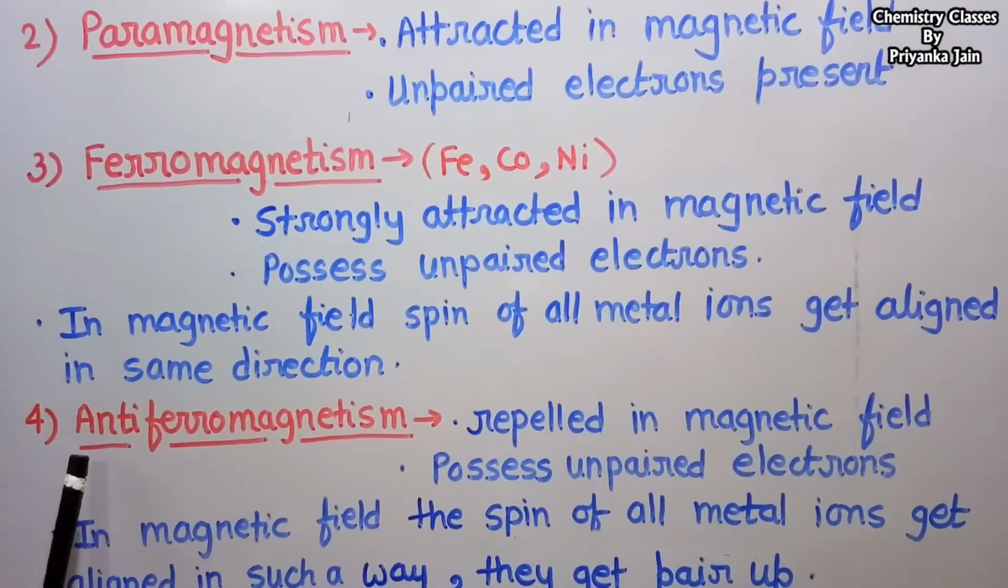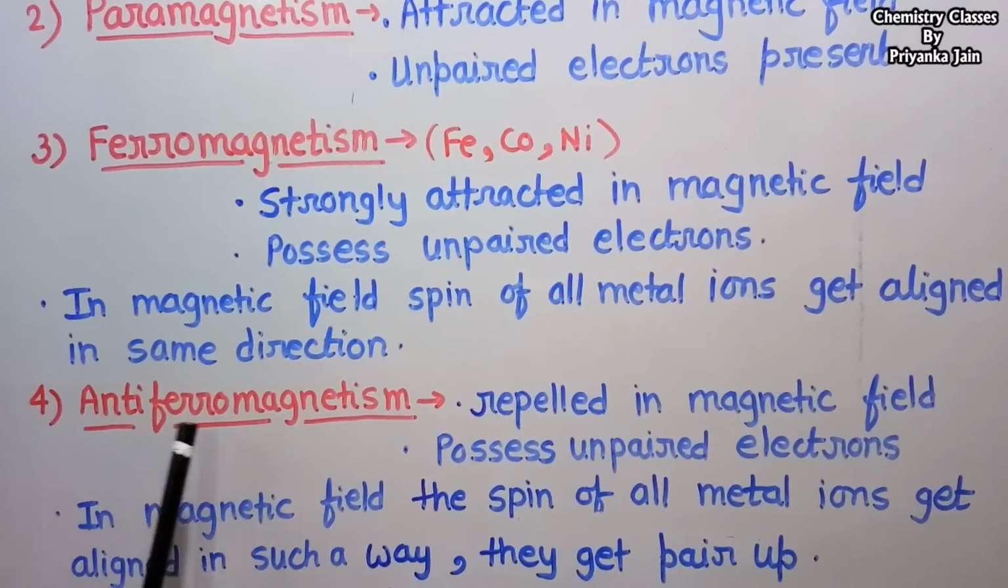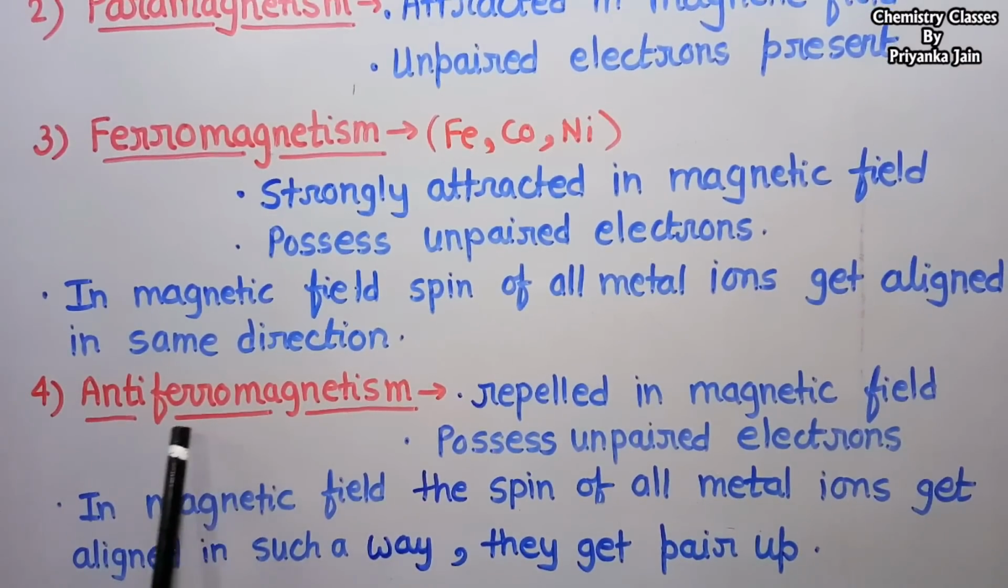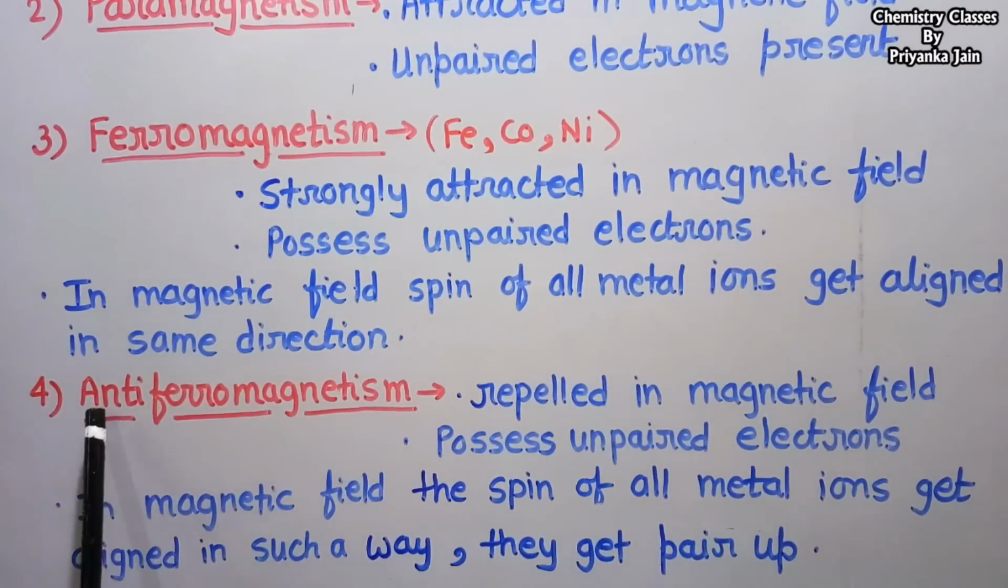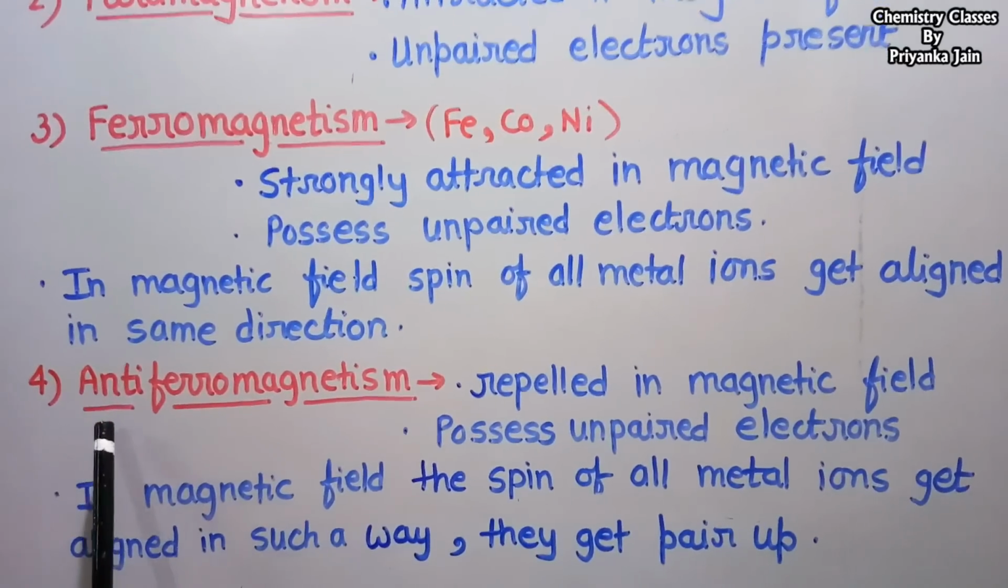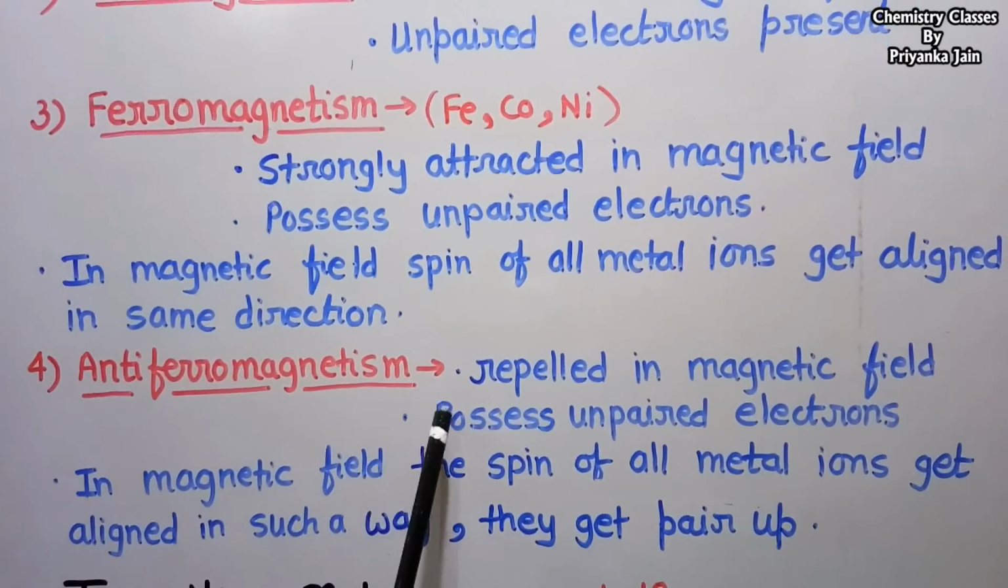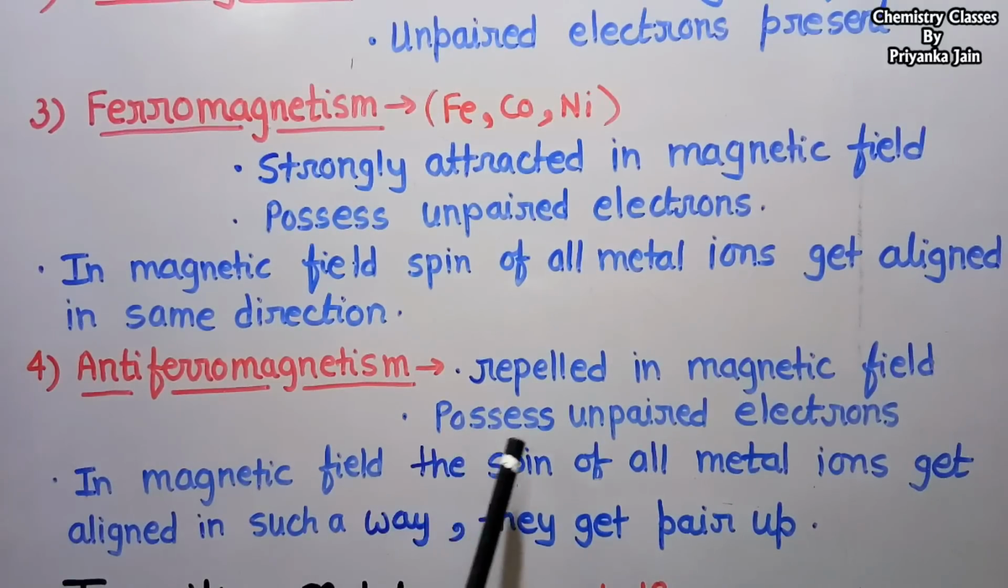The fourth phenomenon is antiferromagnetism. What is this? As from the name, anti, it means it is repelled in the magnetic field. It also possesses unpaired electrons, but in the magnetic field, the spin of all the metal ions gets aligned in such a way that they get paired up. It means all the spins become paired, and so the compound is repelled in the magnetic field.